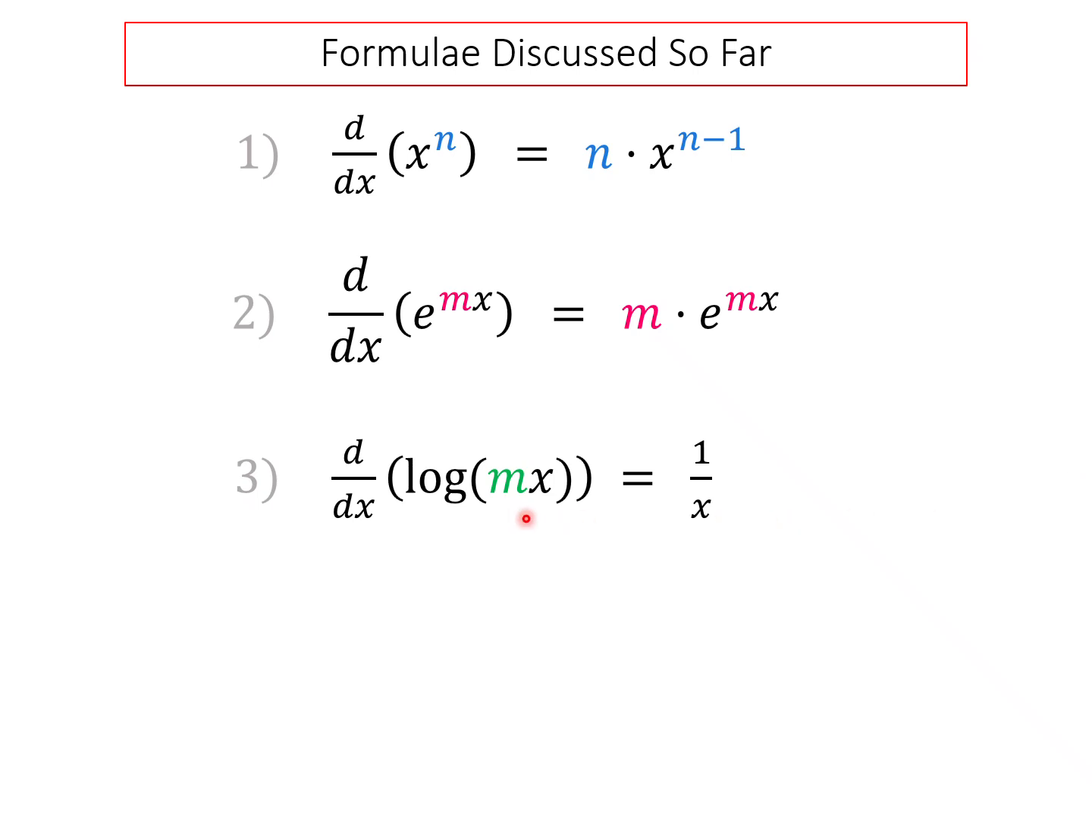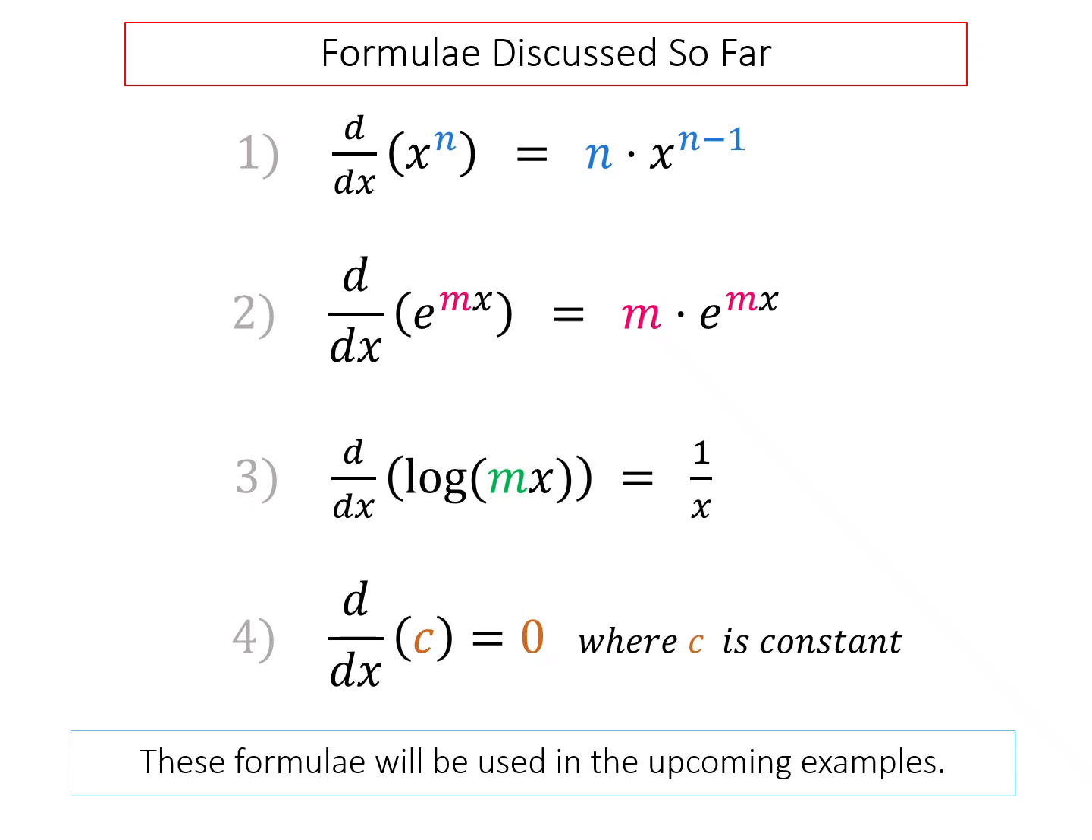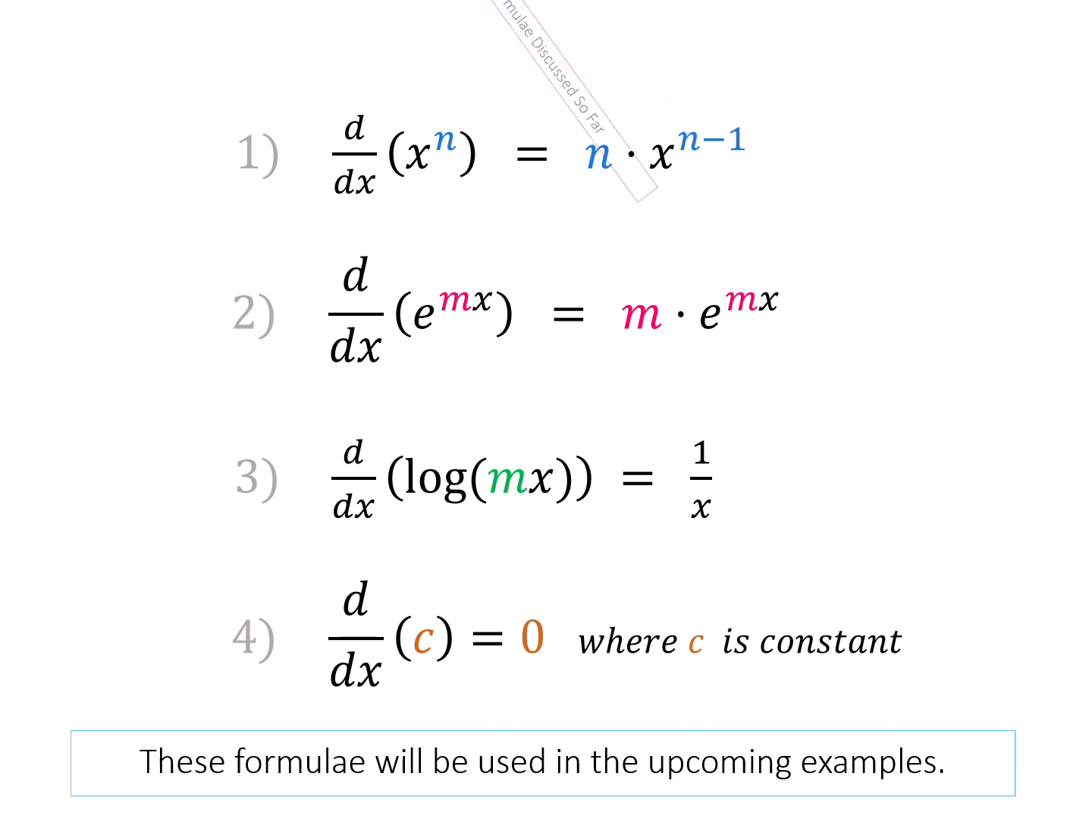Here m disappears on the right hand side because it gets cancelled out. And d/dx of any constant c is equal to 0. So these are the formulas which we will be using in upcoming examples, and these are most commonly used formulas. So please remember all these formulas.